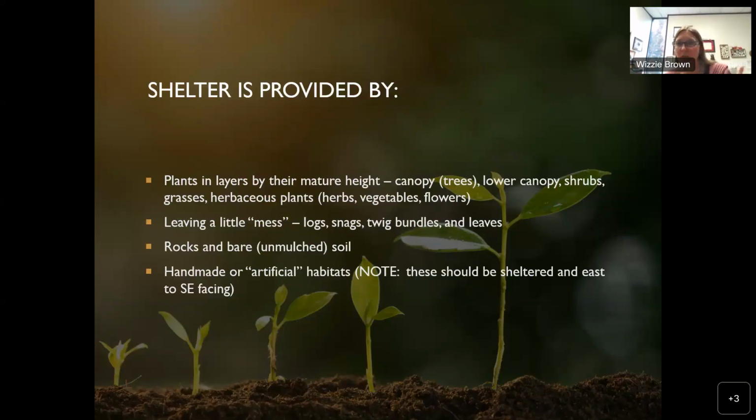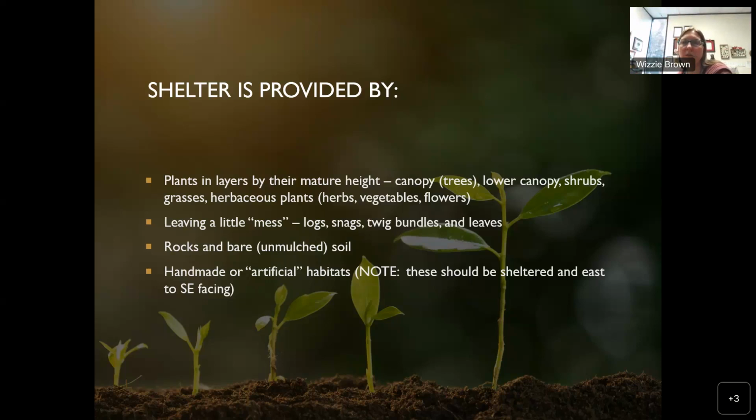All right, so we talked about providing food. Our next category that we're going to talk about is shelter. The food can play into the shelter part, and planting things in layers is going to help with shelter. You're going to have your low-lying stuff, then your shrubbier stuff, and then you go up to your grasses and maybe vines and trees. This is going to allow a whole ecosystem to be created, and that can provide the insects with shelter.